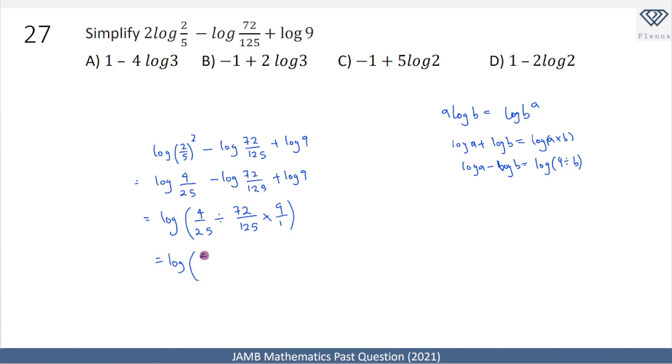So this is the same thing as saying 4 over 25. Then this becomes times, I flip over this, 125 over 72, and this remains the same, times 9 over 1. So I simplify. 25 goes into 125 5 times, 9 goes into 72 8 times.